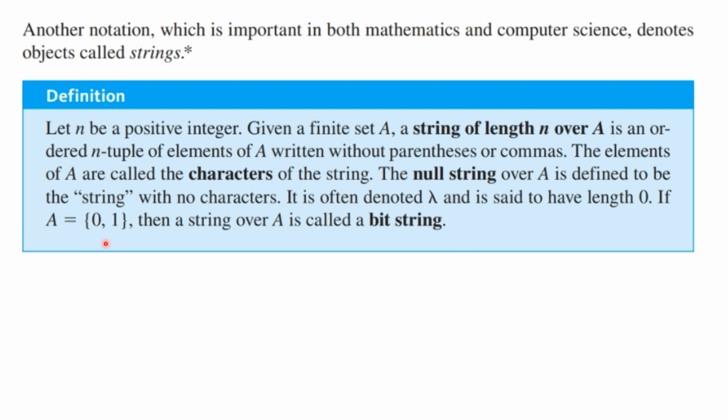If A is equal to the numbers 0 and 1, then a string over A is called a bit string because these are binary digits 0 and 1.